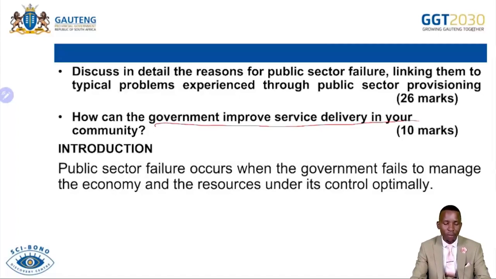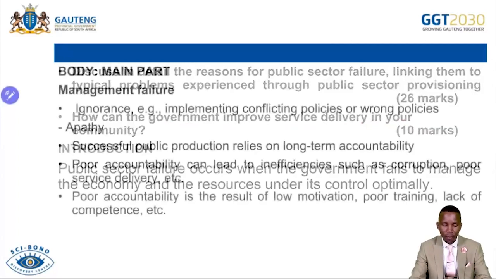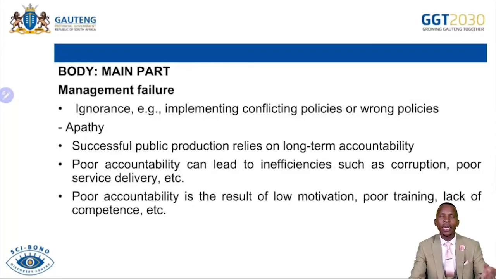Introduction, that's when you define: public sector failure occurs when the government fails to manage the economy and the resources under its control optimally. That gives you 2 marks. And then any other correct definition would be given marks in there. You have management failure. Remember, under management failure, we talk about management that lacks experience, that does not have relevant experience to get the job done. So ignorance, implementation, e.g. implementation of conflicting policies or wrong policies.